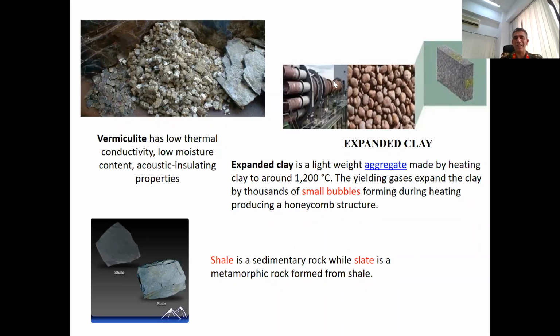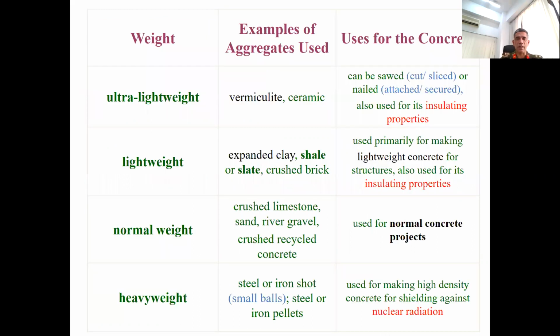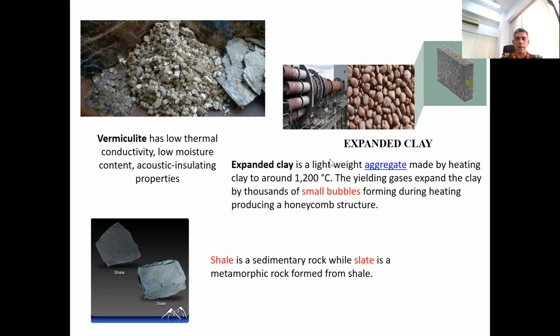We talked about expanded clay. So this is the machine or apparatus. What is expanded clay? It is a lightweight aggregate. It is made by heating clay to around 1200 degrees centigrade. Huge. As a result, there will be gases, and the gas will expand the clay by making small bubbles during the heating process. And the resulting bubbles give it a honeycomb structure. So these are called expanded clay. Expanded clay is a lightweight aggregate, and vermiculite is an ultra lightweight aggregate. They are used mainly for insulating purpose.